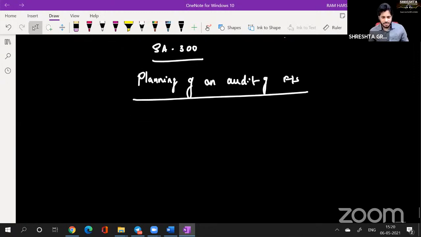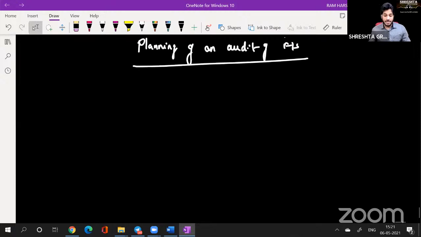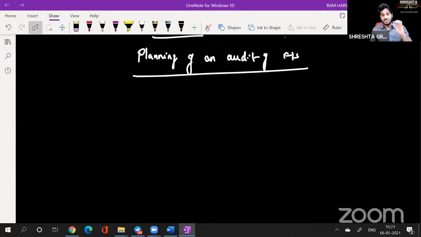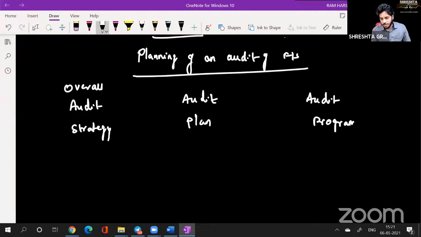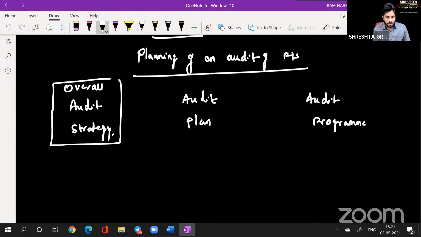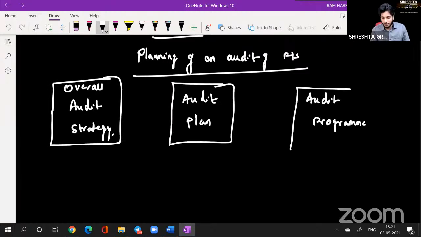But if you look at this SA 300, it speaks about three different concepts relating to planning. One, they talk about, in fact, I can say, overall audit strategy. Then they talk about audit plan. Then they speak about audit program. So there are three concepts the Standard on Auditing 300 is actually talking about.